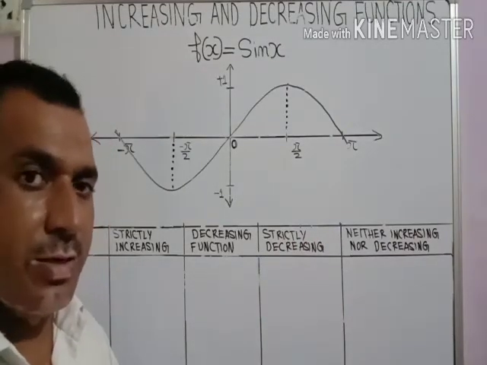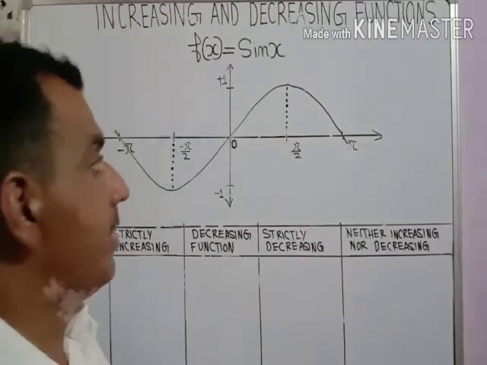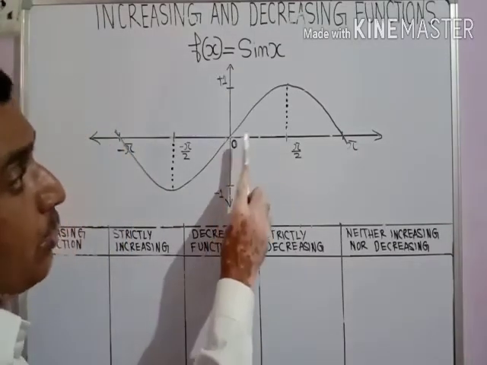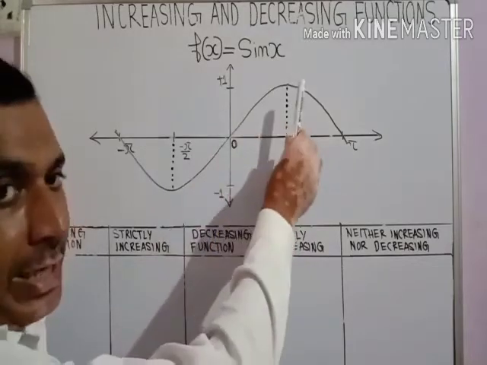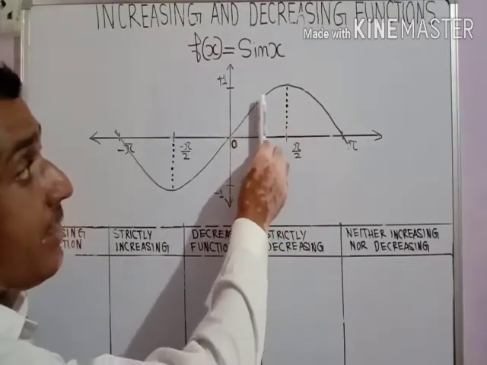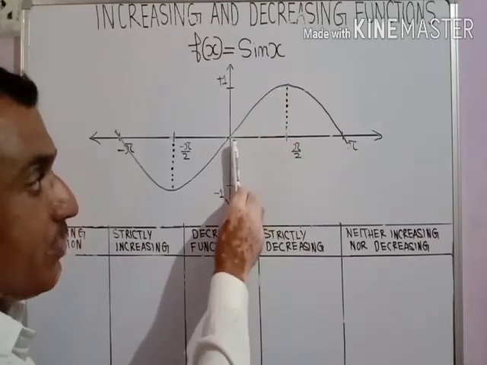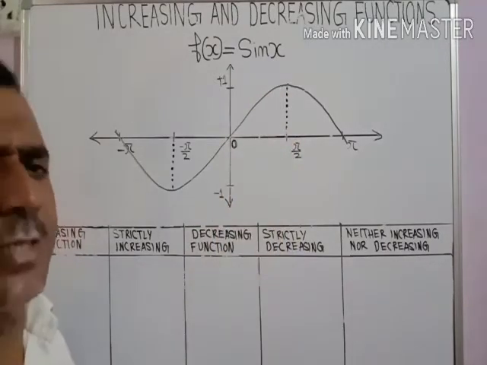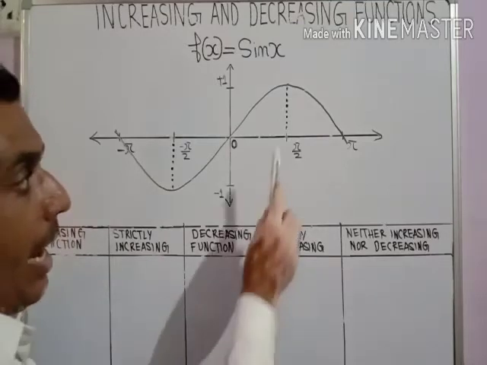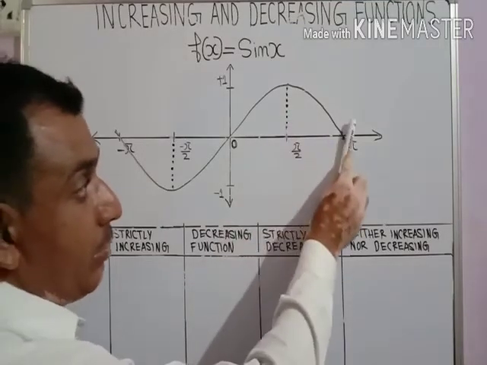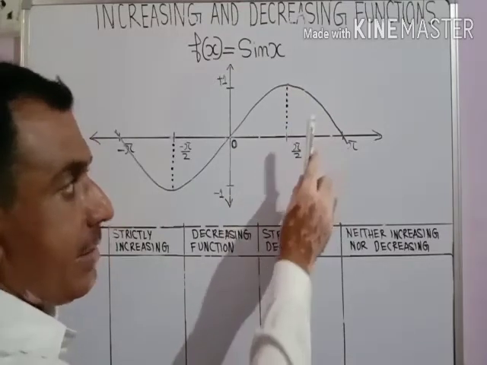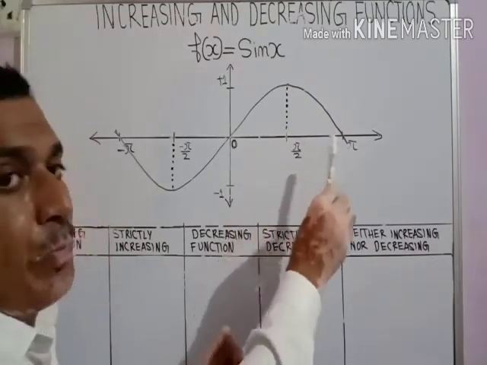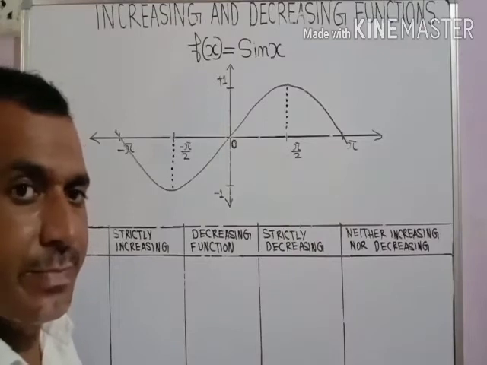What do you think? Then you will say, sir, from 0 to pi by 2, moving from left to right, the height of the graph is increasing. Sir, from 0 to pi by 2, the function is increasing. And from pi by 2 to pi, moving from left to right, the height of the graph is decreasing. Then from pi by 2 to pi, the function is decreasing.